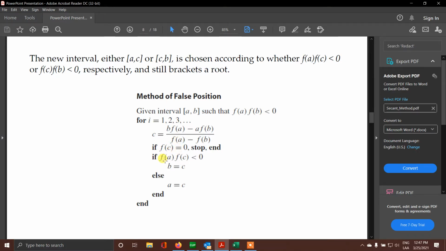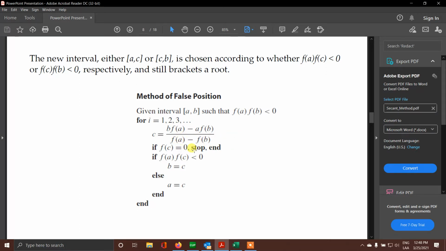If the root is between A and C, you just have to rename B equal to C. Otherwise, you have to rename A equal to C. And then you just run the iterations until you get this condition. Remember that this condition doesn't have to be necessarily equal to 0. It could be equal to a certain value that you selected, for example, 0.00001 or 0.1 to the power minus 6, something like that. This is your limiting error.